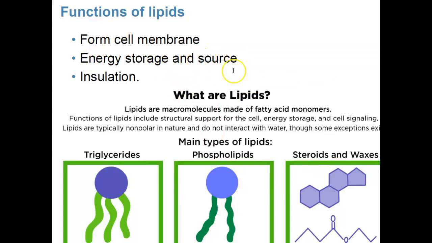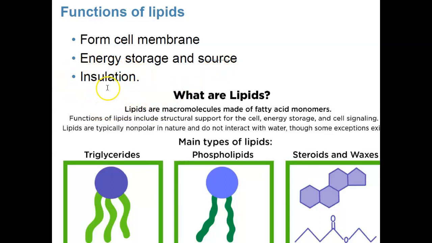Energy source. Remember I said glucose is used in the brain, liver, kidney, skeletal muscles. There's no glucose left over for anything else. So epithelial tissue, that's like your skin or the inside of your mouth. Connective tissue, those are ligaments and tendons. Those all rely on lipids for energy.